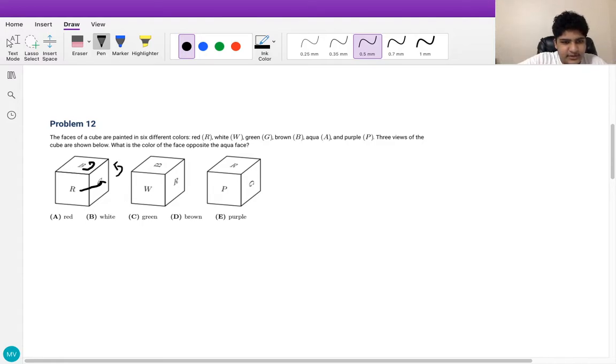So that means in this photo, if we just draw the back, we know that this back is the green. So we already know that white is opposite of green. So now, we know that white and green can't be opposite aqua, so not B or C. Alright, and now let's look at the second image to the third image.